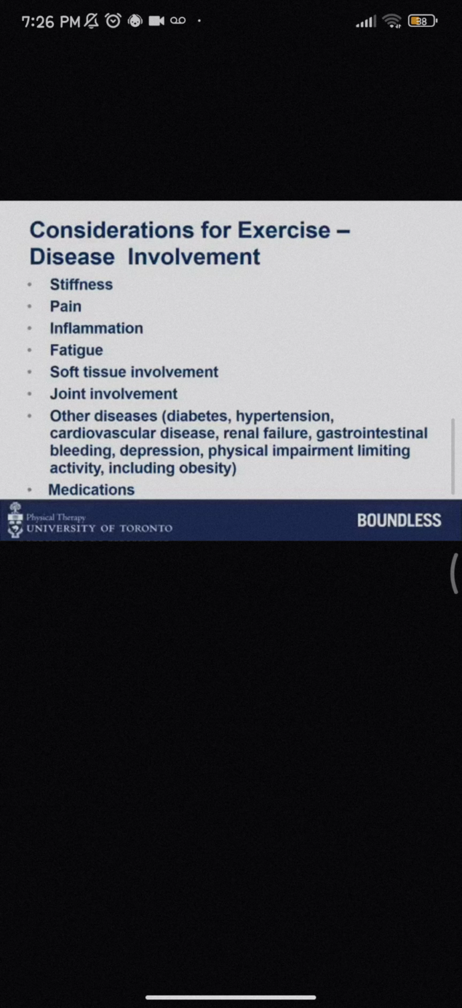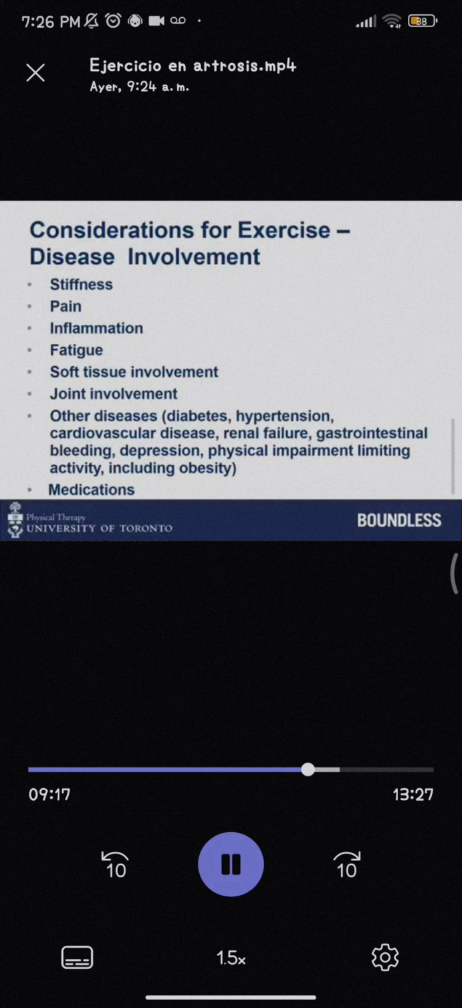When choosing the prescription for exercise, that is the type, dose, and frequency, physiotherapists consider a number of things, including stiffness, pain, inflammation, fatigue, soft tissue involvement, joint involvement, other diseases, and medications. For example, those with cardiovascular disease may need to limit repetitions and amount of resistance. Certain medications may make one more prone to bleeding, in which case contact sports may not be recommended.